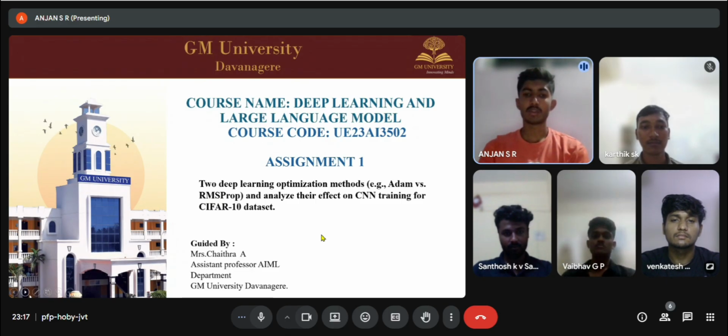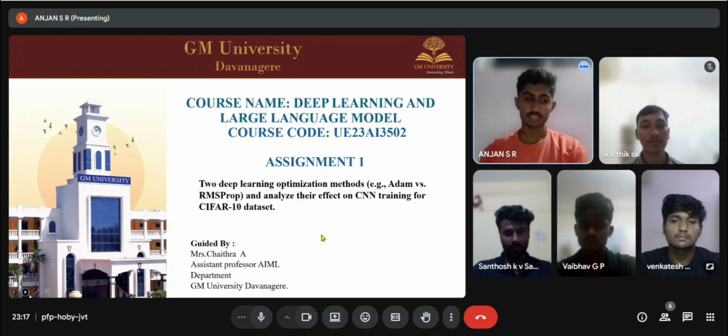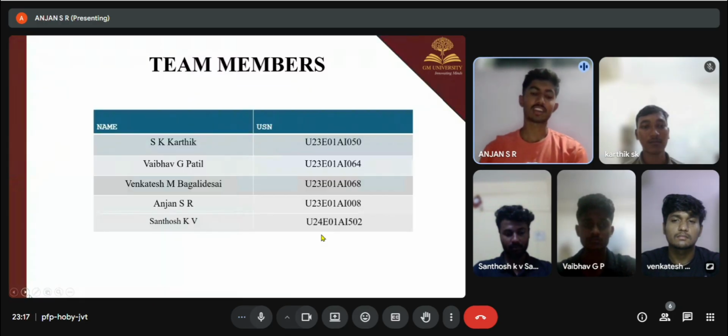The assignment is two deep learning optimization methods and analyze their effect on CNN training for the CIFAR10 dataset. Our team members are SK Karthik, Vaibhav Girish Patil, Ventesh and Santosh.